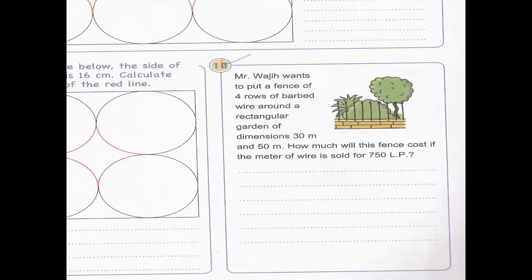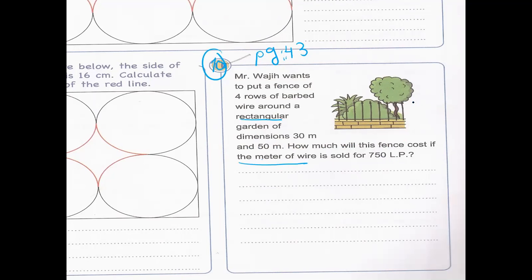So circle, rectangle, square. We have finished our homework. Now we will do problem 10. Next page, which is page 43. Copy it on your math book, please. Let's read the problem. Mr. Wajih wants to put a fence of 4 rows of barbed wire around a rectangular garden of dimensions 30 meter and 50 meter. How much will this fence cost if the meter of this wire is 750 Lebanese pounds?